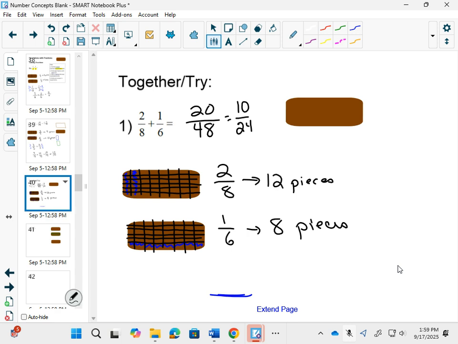They're both even numbers again. I could divide them in half. Again, what would I get if I divided the top in half?